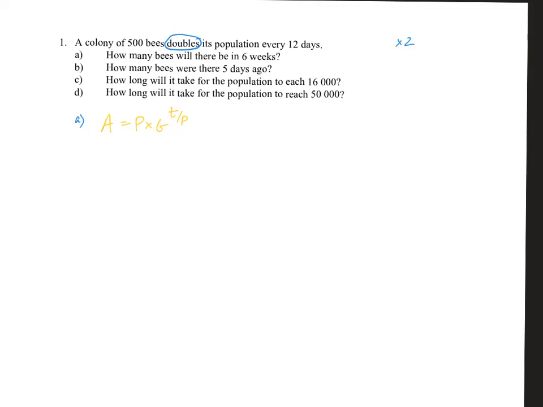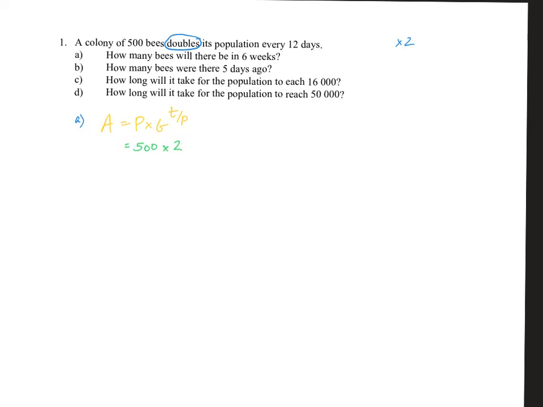Okay, I'm going to put the blinders on and I'm going to treat this like a formula. And I'm just going to plug stuff in and see what I can use the formula for. Okay, so the first thing I see is a colony of 500 bees. That means that my initial population is 500. That's my starting value. It doubles, so when I answer the question, how is the population changing? It is doubling. That makes my G 2.